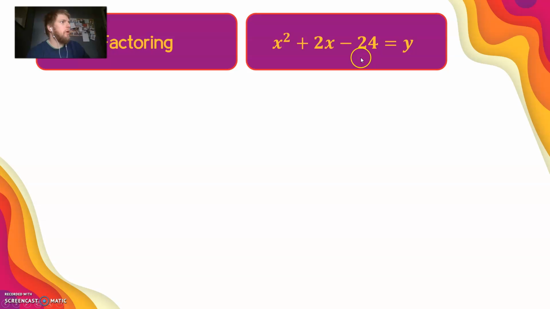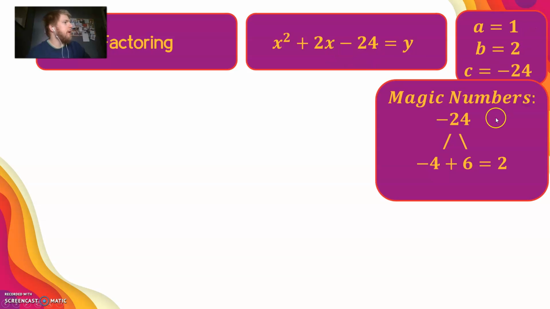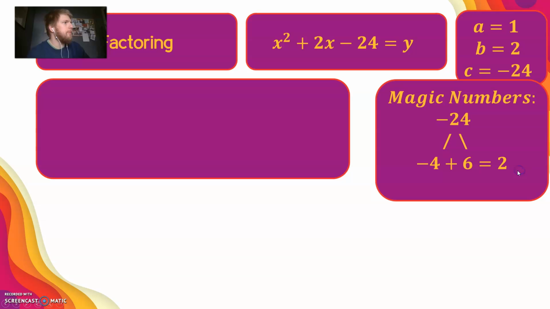Again, that's 1, 2, and negative 24 respectively. Then we need to find the magic numbers. So what numbers multiplied together give us negative 24 and add to 2? So 4 times 6 is 24. If we cram a negative up front, we have negative 4 plus 6. That is 2.